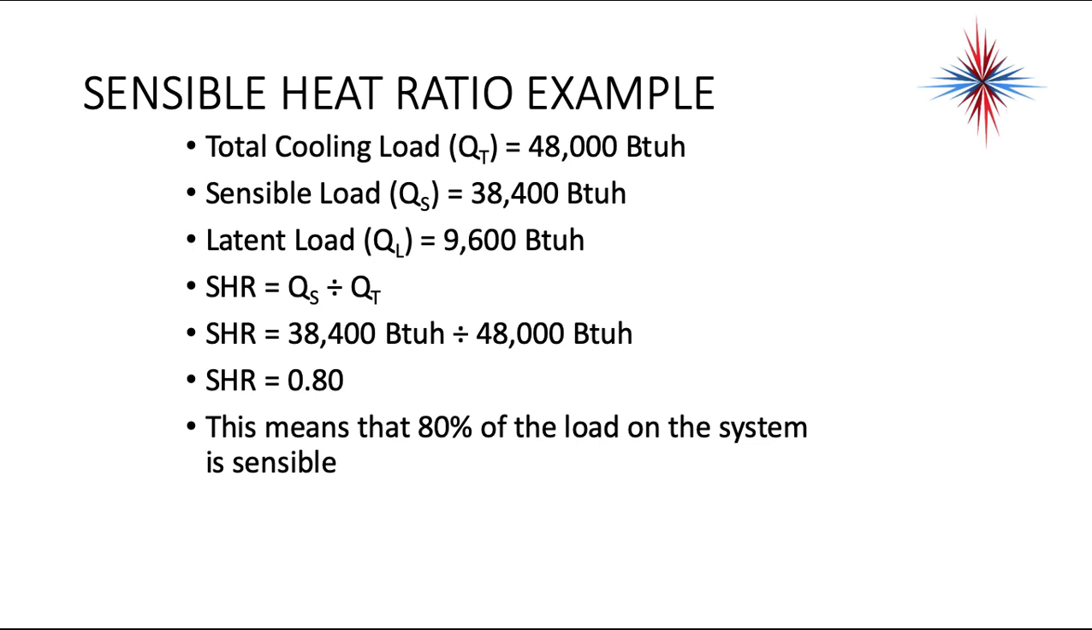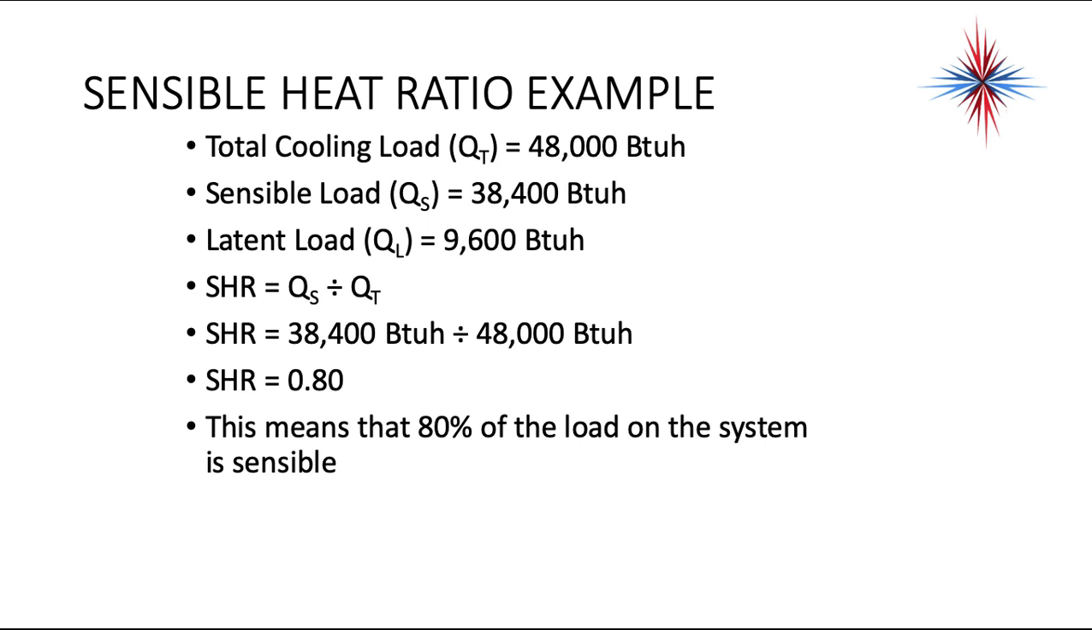So we can do math on this, to come up with an example just to show you. The total cooling load in a system might be 48,000 BTUs. This is a 4-ton system. Is it actually running at 48,000 BTUs? We don't know that because we haven't calculated this yet. The sensible load, based on things we've measured, is 38,400 BTUs. The latent load is 9,600 BTUs.